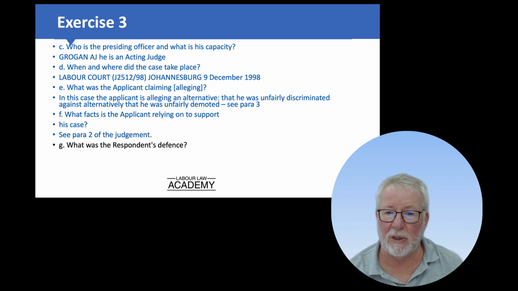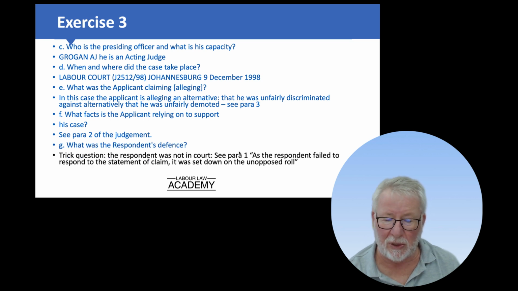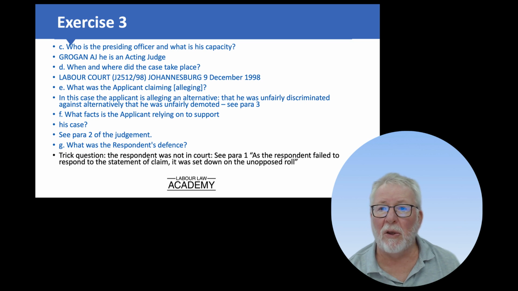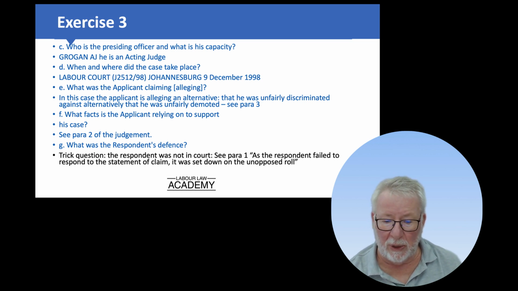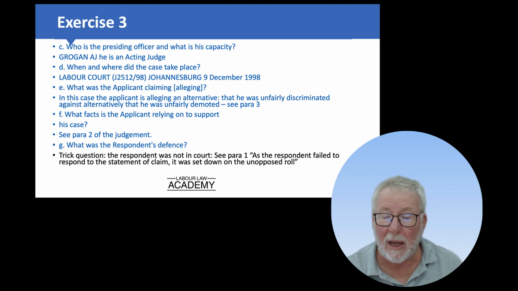And then what is the respondent's defense? Well, okay, if you've read it, you might find this a little confusing, and it's not surprising because it's a trick question. Paragraph 1, all right? Let's have a look at paragraph 1. It says the matter, and I talked about the statement of claim set down in the unopposed roll, the matter proceeded by default. Okay, so in other words, he wasn't there. Sorry, not he. The Bayete Security wasn't there.